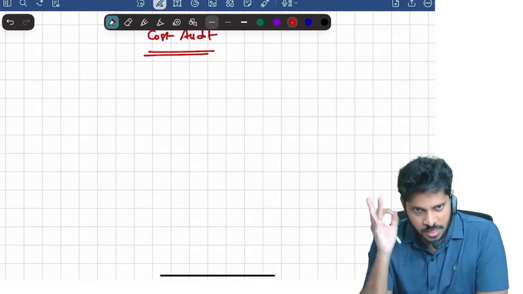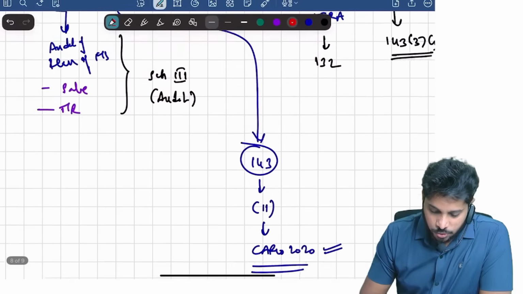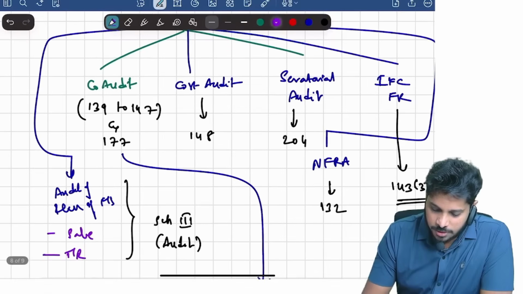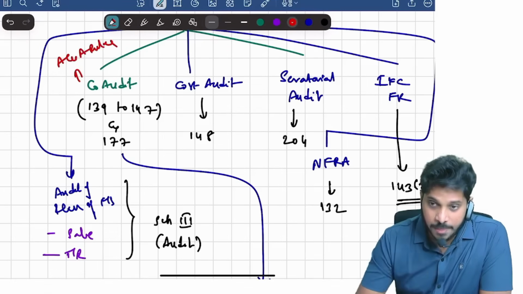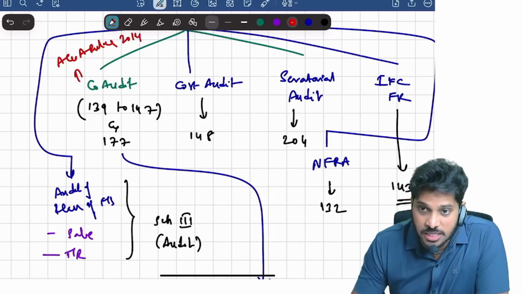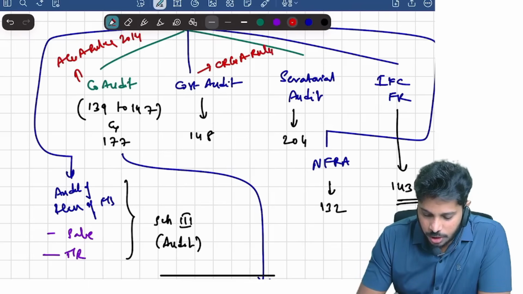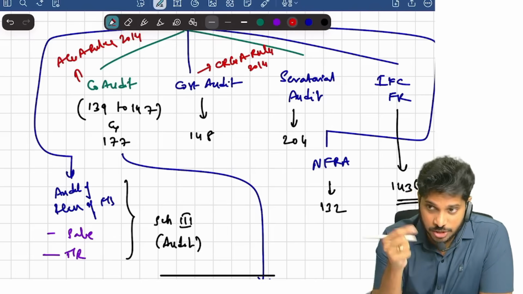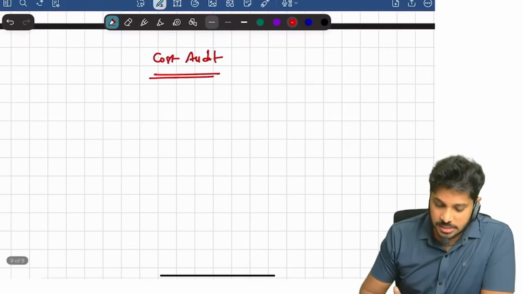Within these rules we have so many subtypes of rules. For example, for the company audit provisions I told you, what rules are applicable? Audit and Auditors Rules 2014. For cost audit, what rules are applicable? Cost Records and Audit Rules 2014. So for the cost audit topic, Cost Records and Audit Rules will apply. These are the two sets of rules that we are going to discuss in cost audit.